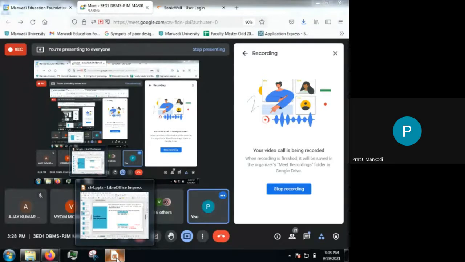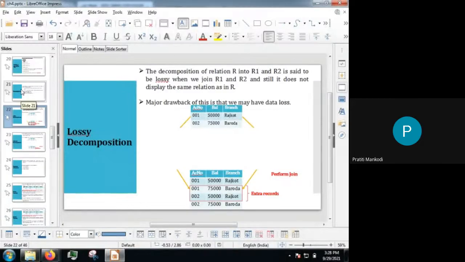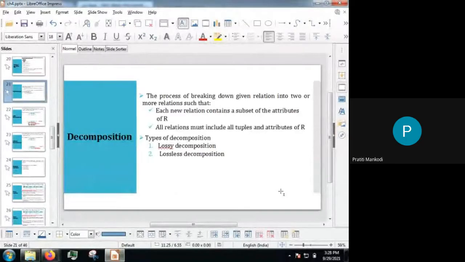Agreed? Fine. So before moving to the actual normalization, we have one process of decomposition. This decomposition is what? Splitting of tables. We have two types of decomposition, lossy and lossless. This is self-explanatory. Lossy means where there is a loss. Lossless, where there is no loss.